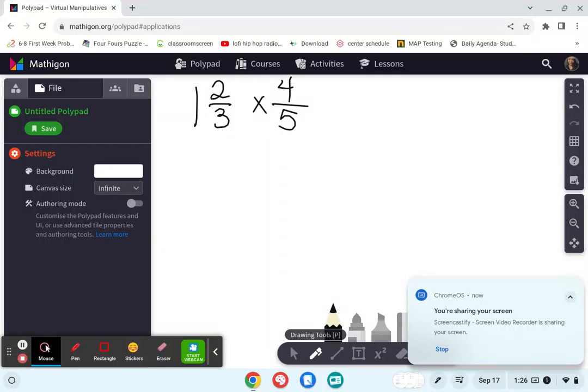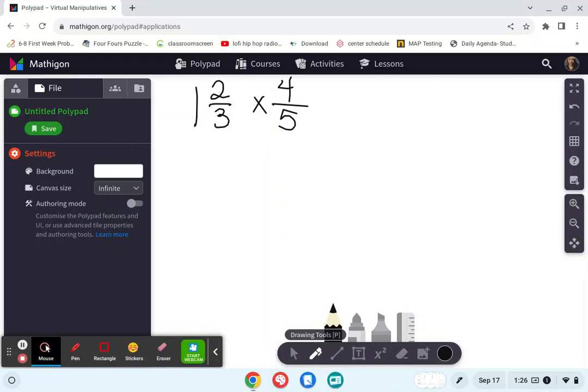All right, my dears. Now we are on to multiplying mixed numbers or mixed fractions by fractions. This is the same as multiplying fractions by fractions, once we go ahead and convert our mixed fraction to an improper fraction. If you don't remember how to do this, there are several ways we can do it.